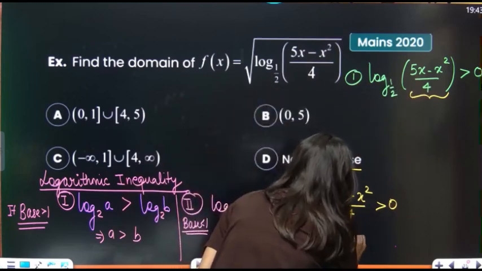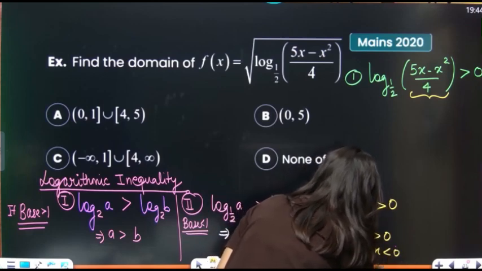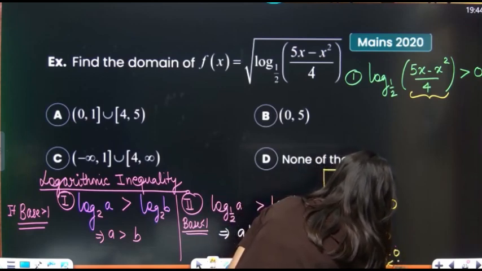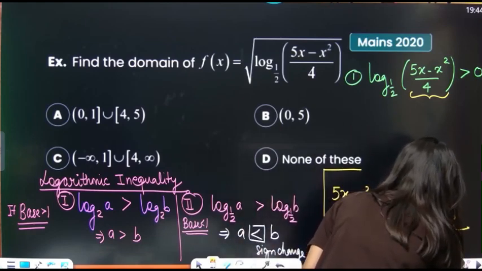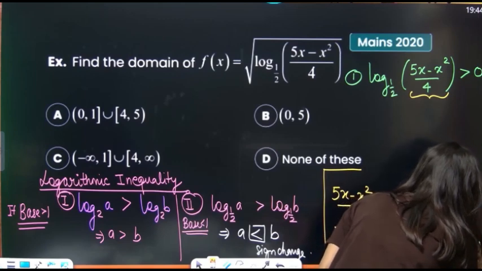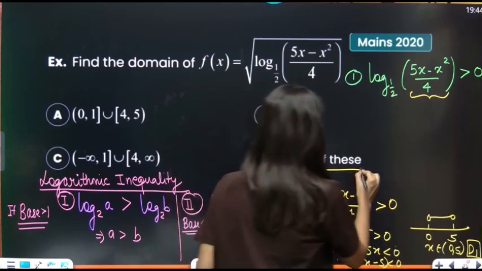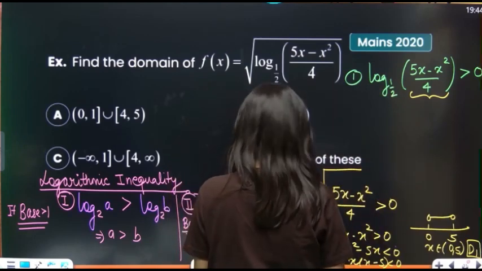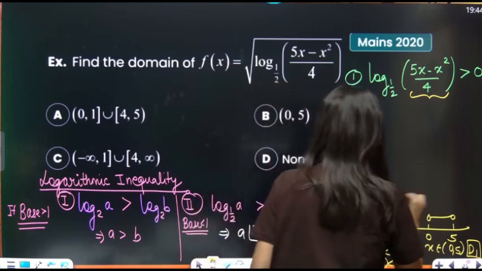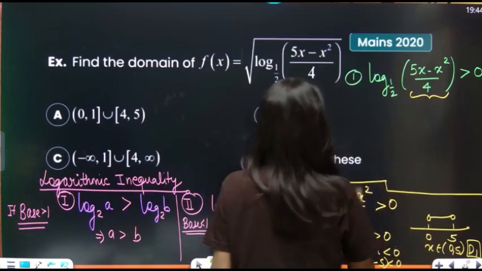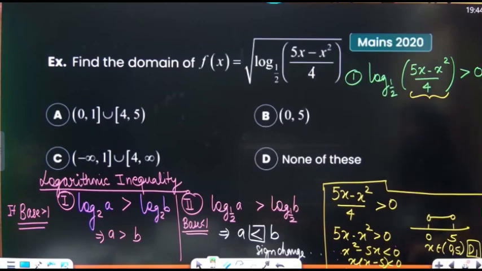So here 5x minus x square is greater than 0. X square minus 5x less than 0. X into X minus 5 less than 0. If you plot the number line, your values will lie between 0 to 5. X belongs to (0, 5) is domain number 1. But we haven't solved this particular inequality. Now let me give some time in solving this. So the answer will be between 0 to 5.